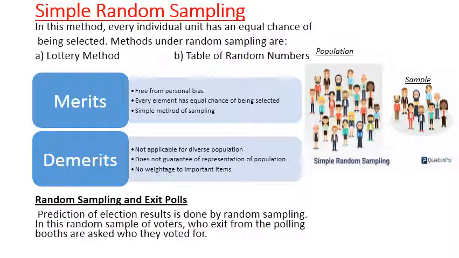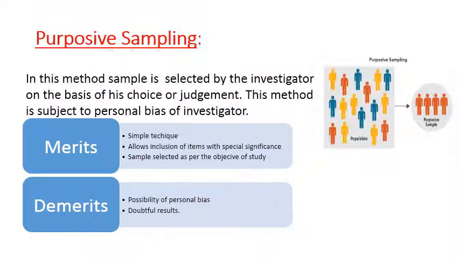Random sampling is used for exit polls. As you all know, in exit polls, random sampling is done when people cast their votes and exit from the polling booth. They are asked who they voted for. Accordingly, the exit poll is done.